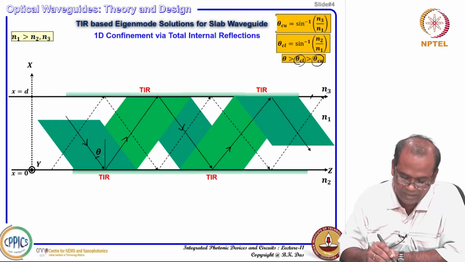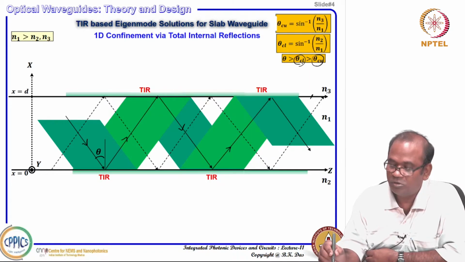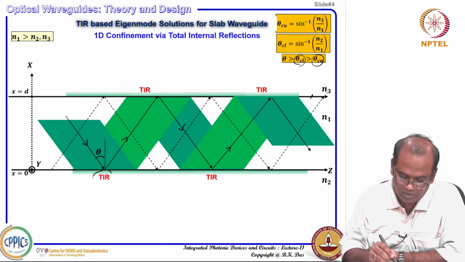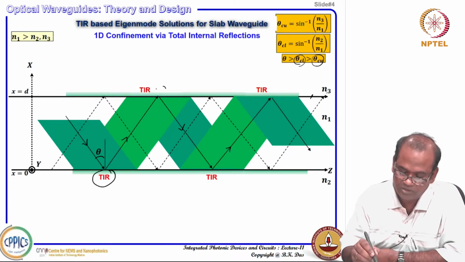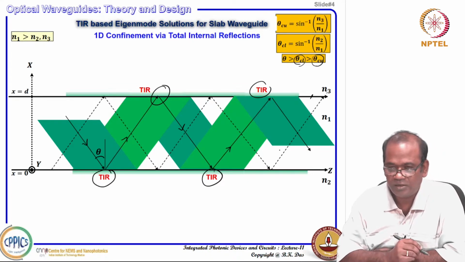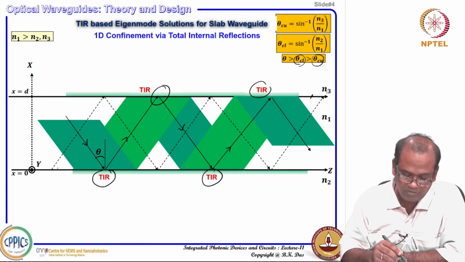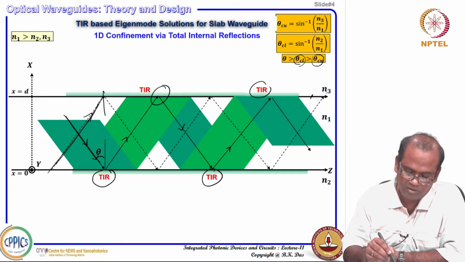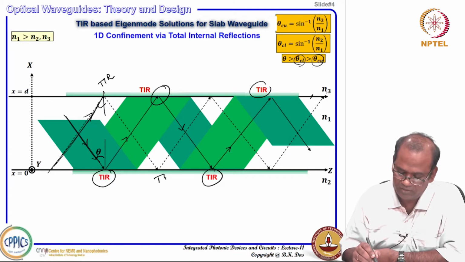If this angle is greater than both the lower cladding critical angle and the upper cladding critical angle, I can say there is total internal reflection at the lower interface as well as the upper interface. So, all this total internal reflection I can see, and you can think of another ray in a completely opposite direction, with another angle theta hitting here. So, here also TIR can happen, and then TIR.